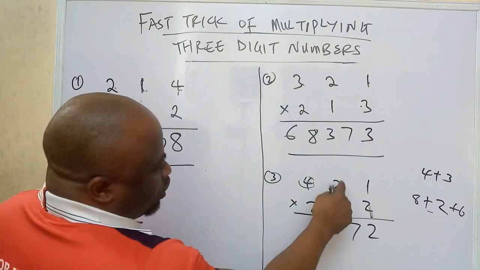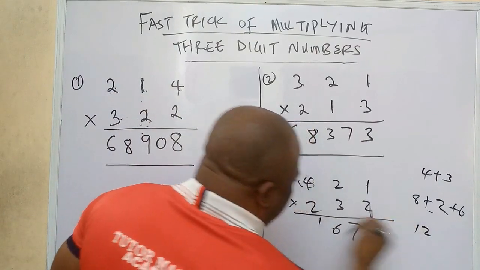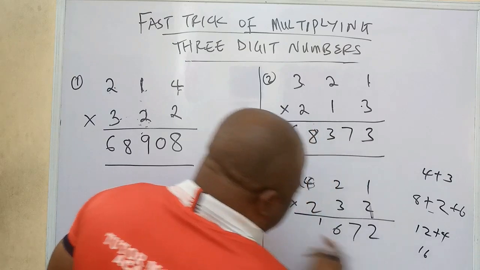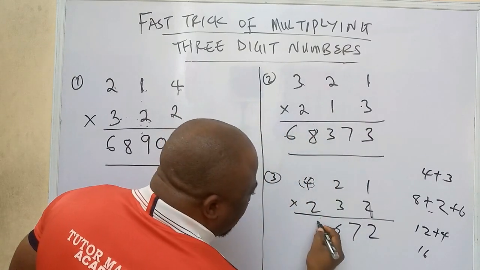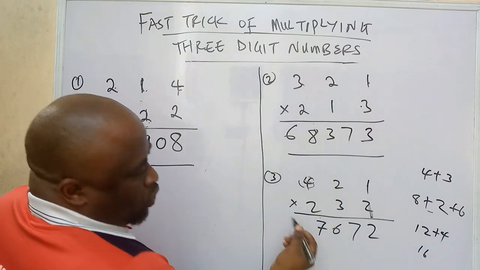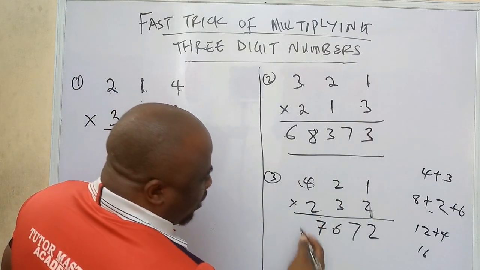Then the next thing you're going to do is you take the 2 you have here. 4 times 3 is 12. 2 times 2 is 4. That is 16. Plus this one you have here, that is 17. You have 7. So the last thing is the last one you have here, which is this 2. So 2 times 4 is 8. Plus the other one, that's 9.